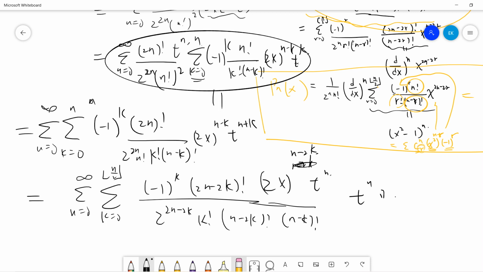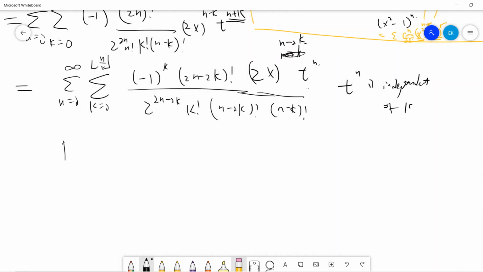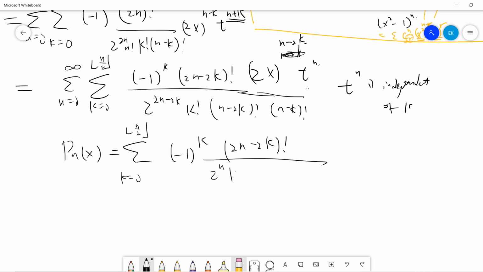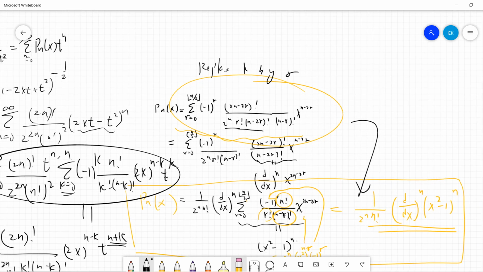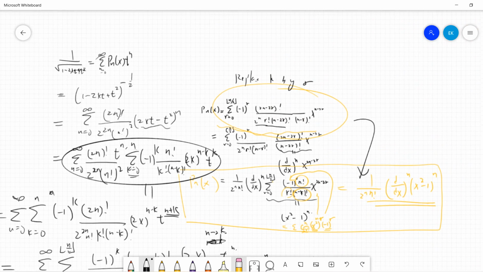Now t^n is independent of k. In general this would be n plus k, but I changed it so that it's independent of k. Let's combine it, and you will see this is the Legendre polynomial: the sum over k from 0 to the floor of n divided by 2 of (2n minus 2k) factorial over 2^n, k factorial, (n minus k) factorial, (n minus 2k) factorial, times x^(n minus 2k). This is our starting point. We just replace k by r, and we get the Rodrigues formula. So that's the proof, and I will see you guys in the next video.